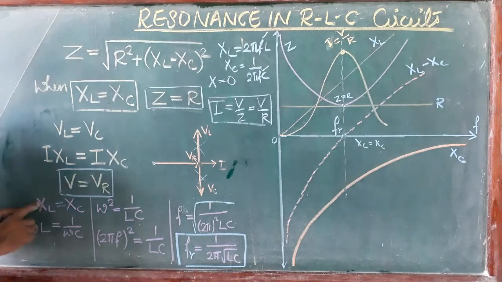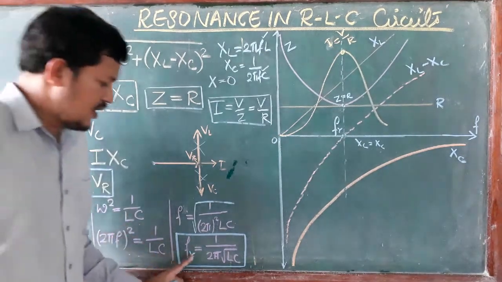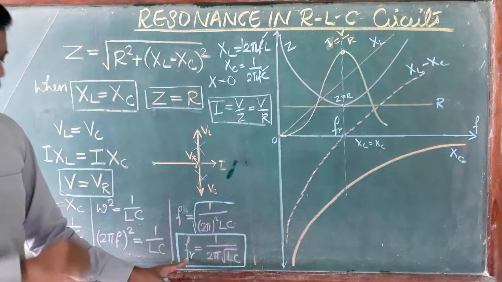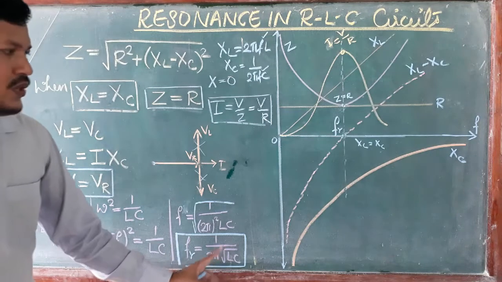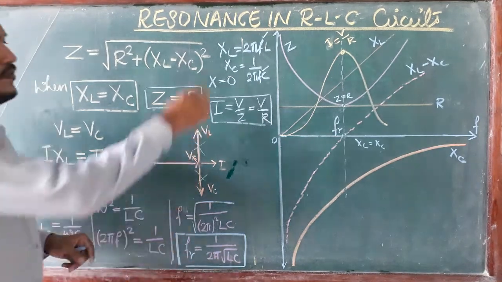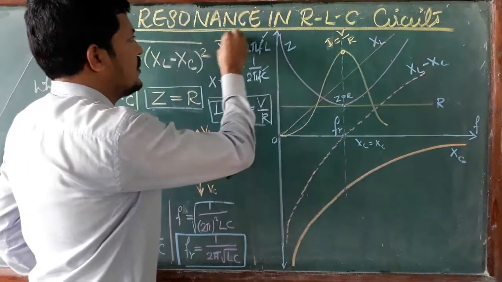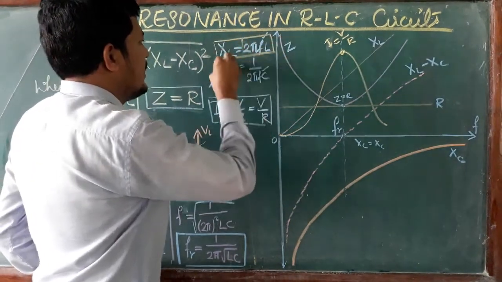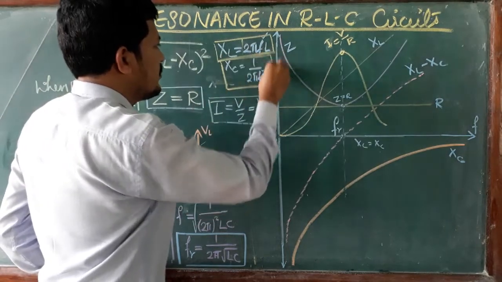And using the same equation XL equal to XC, we found the frequency at which the resonance happens. That frequency is called FR. FR equal to 1 by 2 pi root LC. And based on all these values, we drew the graph. Here XL equal to 2 pi FL and XC equal to 1 by 2 pi FC.